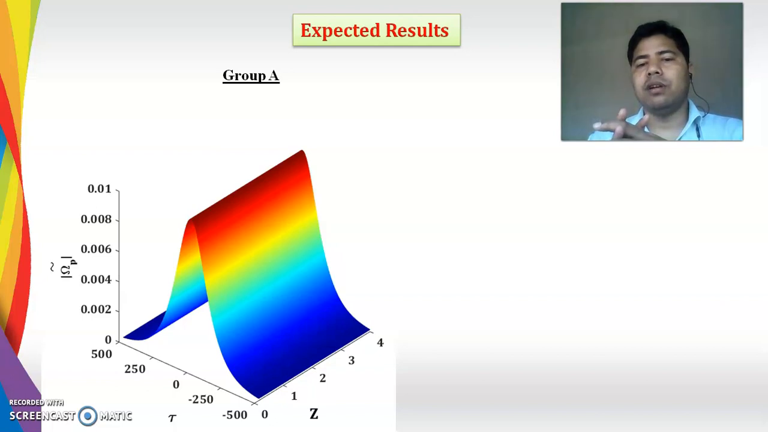Later on we can say that if we are getting this kind of result, then with these parameters in this quantum well, we can generate and propagate a soliton without any deformation. That will be our success if we are able to get this result.